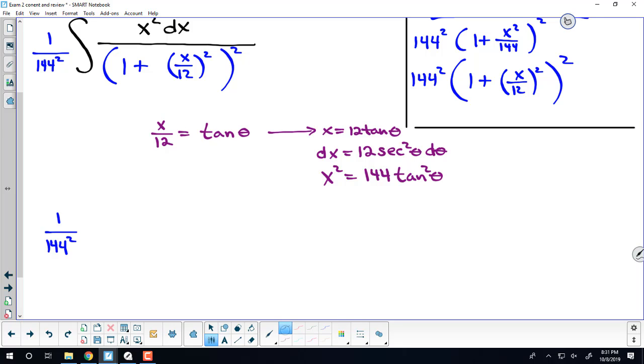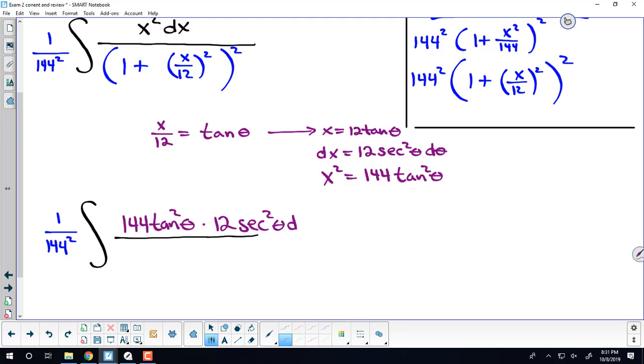That 1 over 144 squared, integral of x squared times dx, all over 1 plus tangent squared, squared.